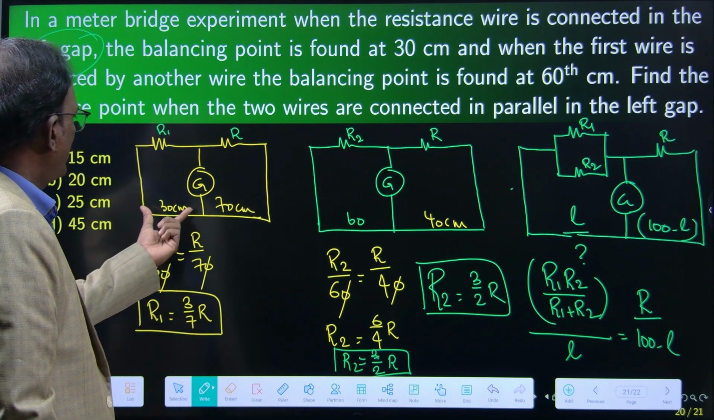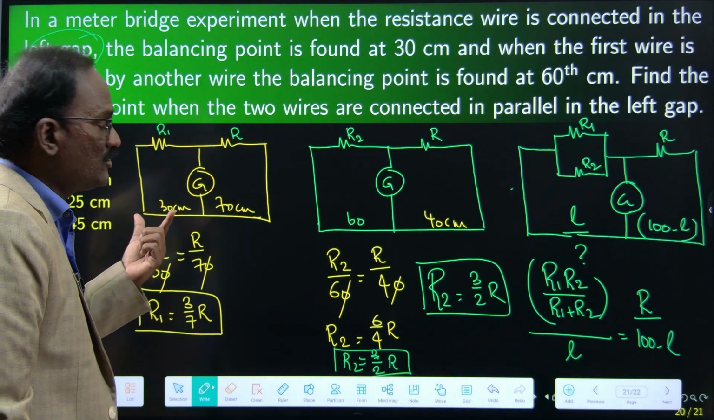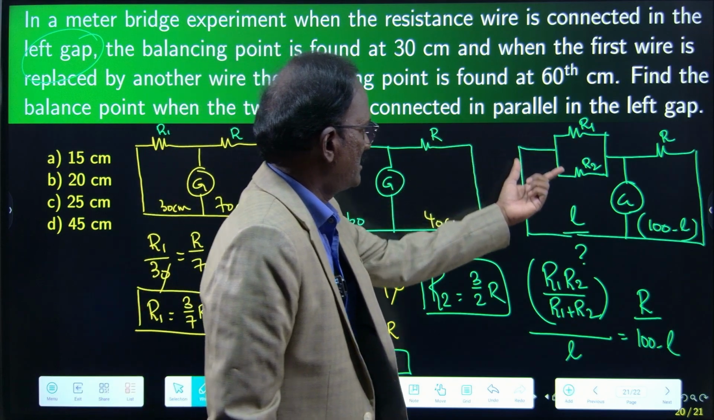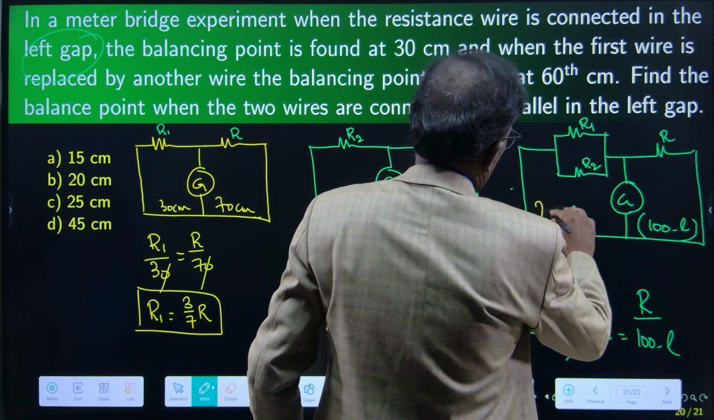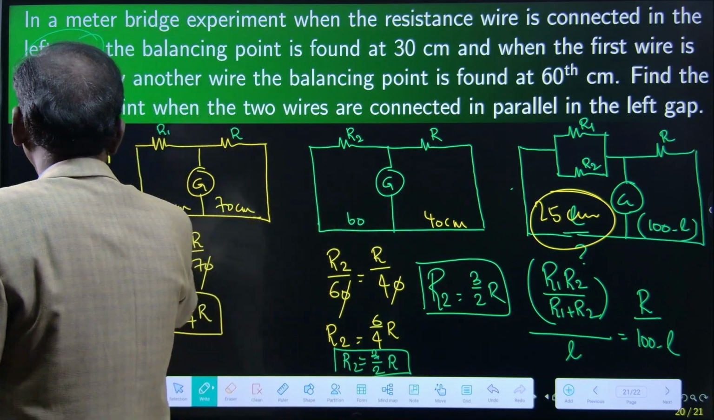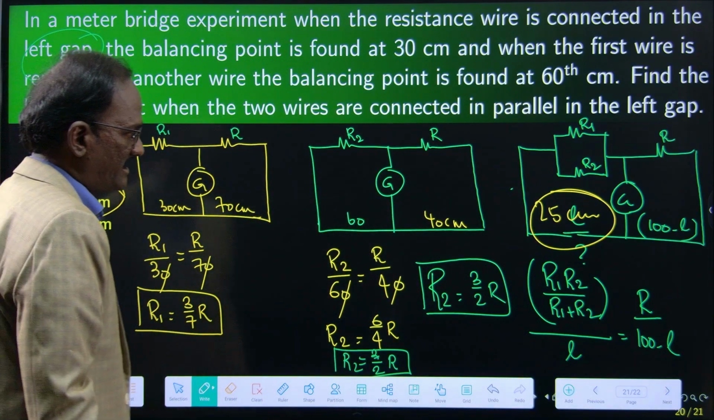This is 30 centimeter when R1 alone is available, and 60 when R2 alone is available. Then when these two are connected in parallel, it is 25 centimeter. That is the answer: option C, right?